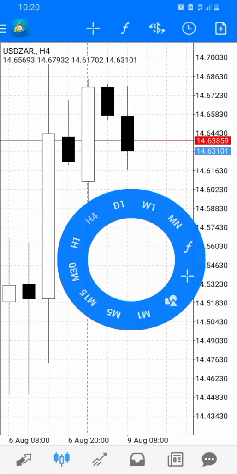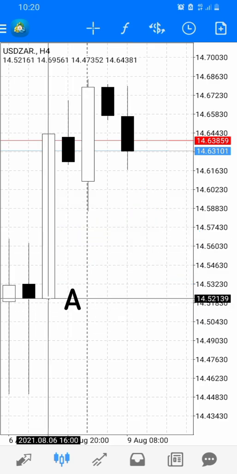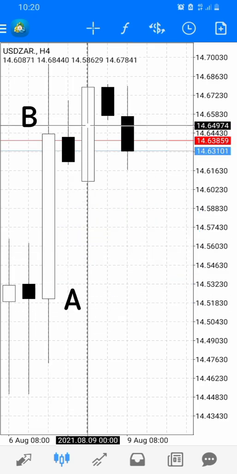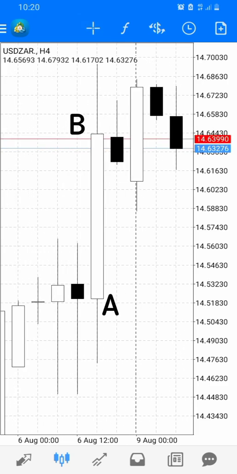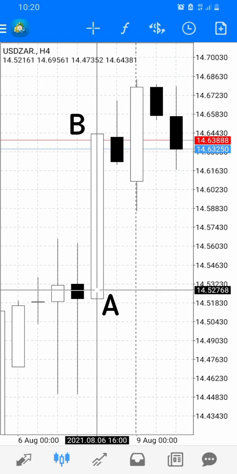For you to understand how you can make profit, it is like this. We have point A, it's here, and then point B, it's here. It's an example that I'm making. We are in the 4 hour time frame. And then if you decided to buy at this price, which is 114.5213.9, you decided to buy, not to sell.